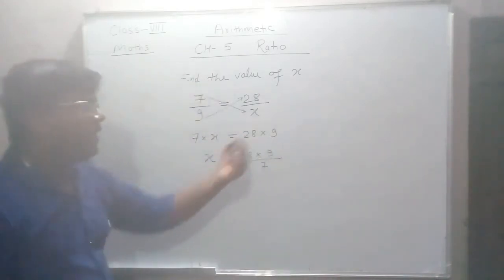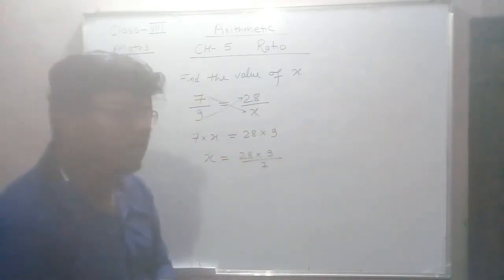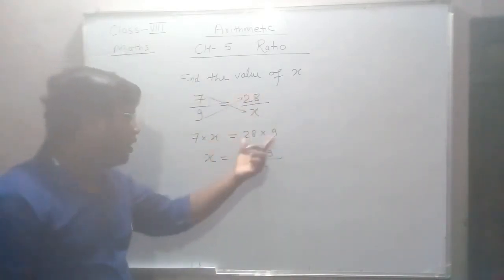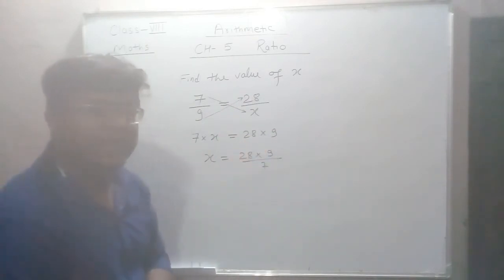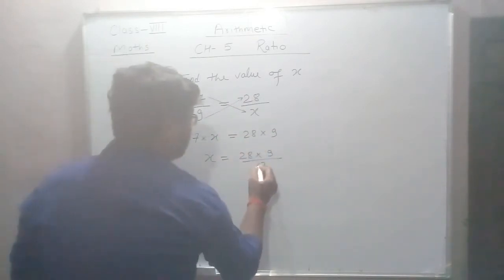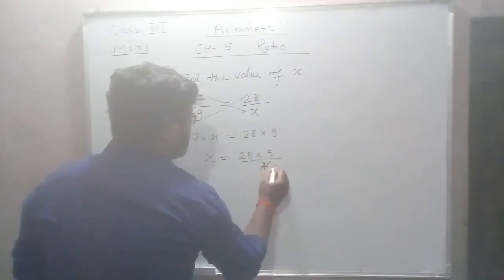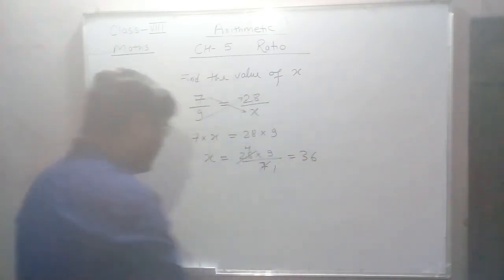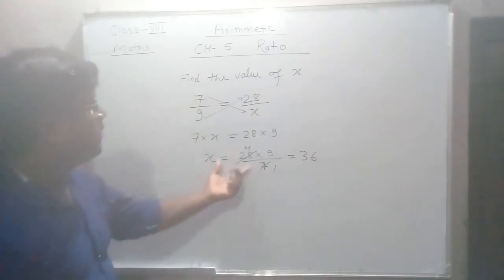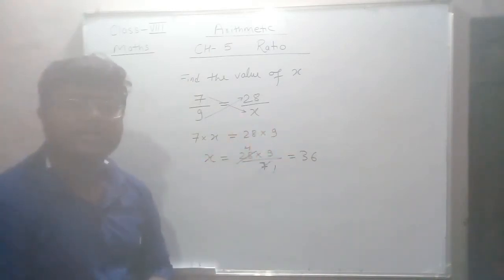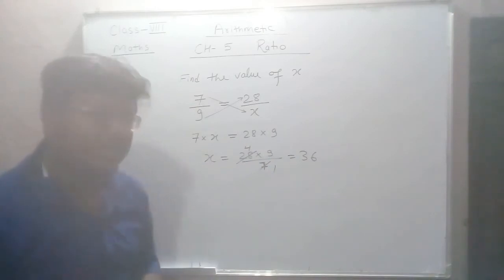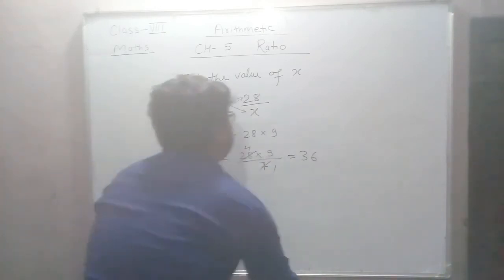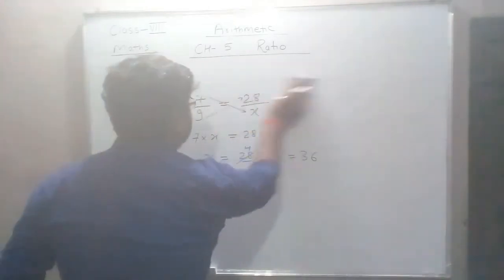Or you can multiply and write, and then divide, or you write the numbers you got, and at last you do cancellation and write your answer. So 7 on the side, 7 4s are 28, 4 9s are 36. So your answer is 36. What is the value of x here? That is 36. So what you need to do is just the cross multiplication. So you can easily find this, I hope.